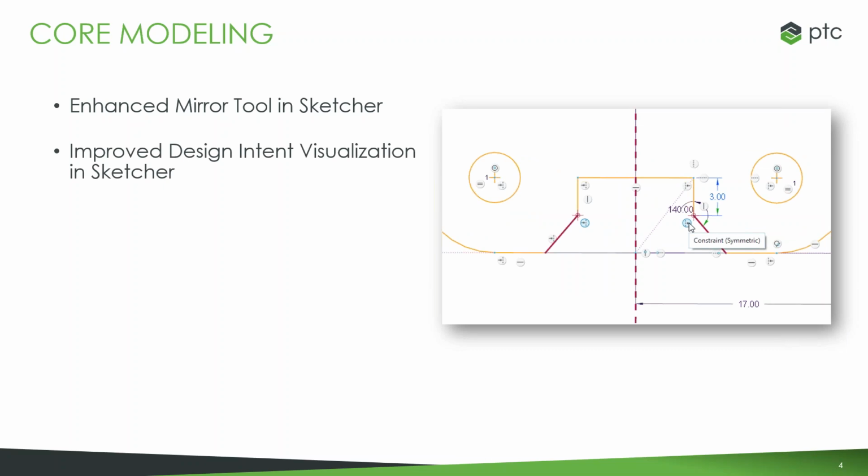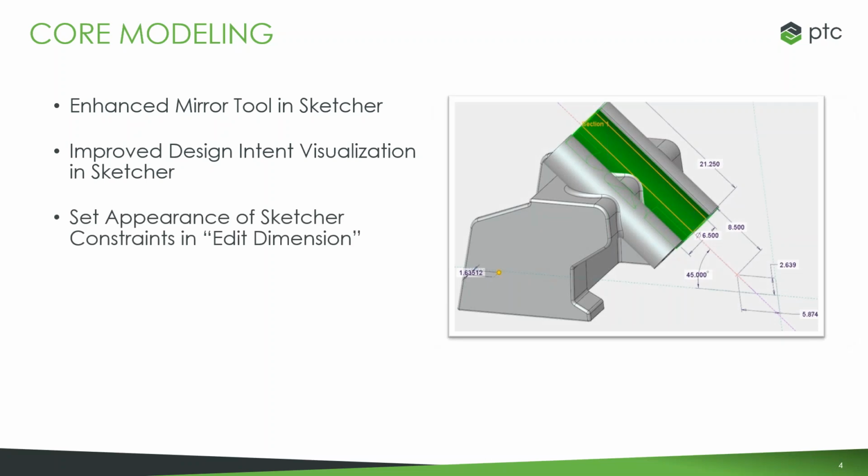And it also made improvements to the visualization of your design intent in the sketcher. In general, we've improved the look of the relation icons, able to highlight references, change colors, really just modernizing the look and the feel for working in that sketcher, making it very easy to display some of that intent as you're going through and building out these sketches. And in the edit dimension section, you're able to set the appearance of your sketcher constraints. So when you click to edit any of those dimensions, also show the constraints. That's a config option that you have there to activate and work with now.